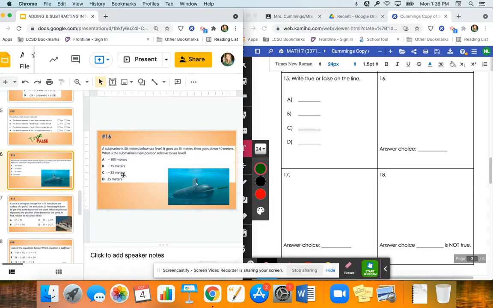If you want to write this as an addition problem, I think that's a great idea. You're starting at 50 meters below sea level. You're adding, it's going up 15 meters. So what kind of 15 is that? If it's going up, and then it's going down 40 meters. Again, you're adding, and what is that? A positive 40 or a negative 40? If it's going down, set up that number sentence for number 16, and then do the math and write down your answer.